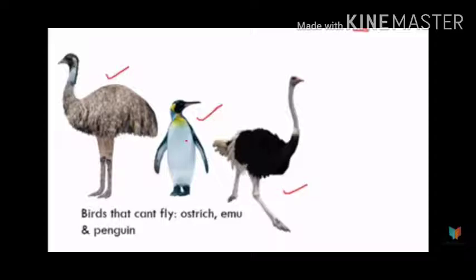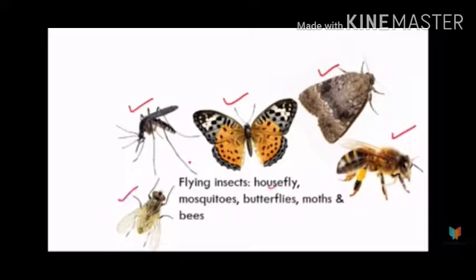So these three birds are very large and heavy birds. Because of their body weight, they cannot fly and they have very poorly developed wings. So that is why these three birds cannot fly. If you notice, some insects can also fly. So they are housefly, mosquitoes, butterflies, moth and bees. So all of these are flying insects because their body is light in weight and that's why they can easily fly.